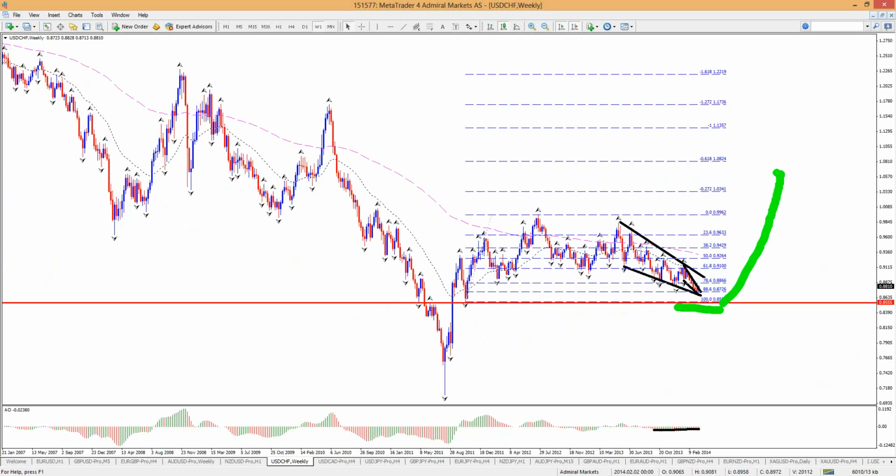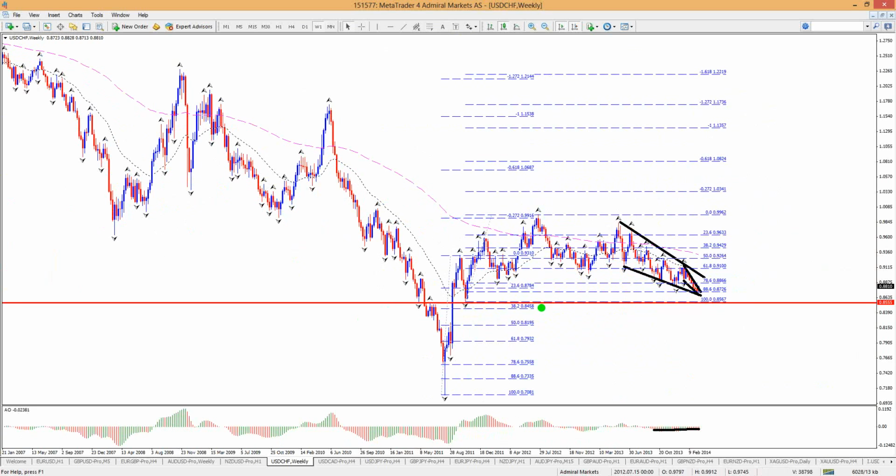Obviously, if we break the 38.2 fib, let me put it back on. If we break this 38.2 fib, then we've got space down to the 50. When we break the 50, down to the 61.8, and so on, all the way to the double bottom. I'm not saying that that's not possible, but we'll see. We'll take that step by step when we get there, of course.